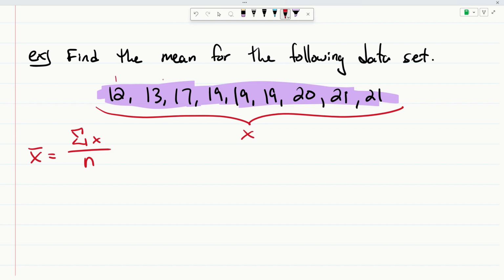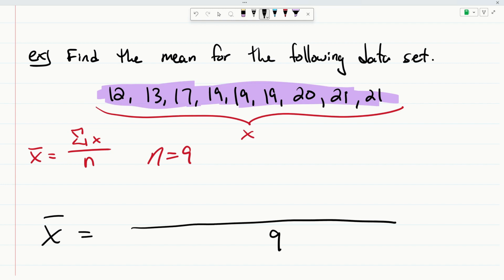So we have 1, 2, 3, 4, 5, 6, 7, 8. Looks like we have 9 data values. So N is going to equal 9. So far in our formula, X bar equals a big numerator divided by 9. So the next thing we got to do is just add up all these data values here.